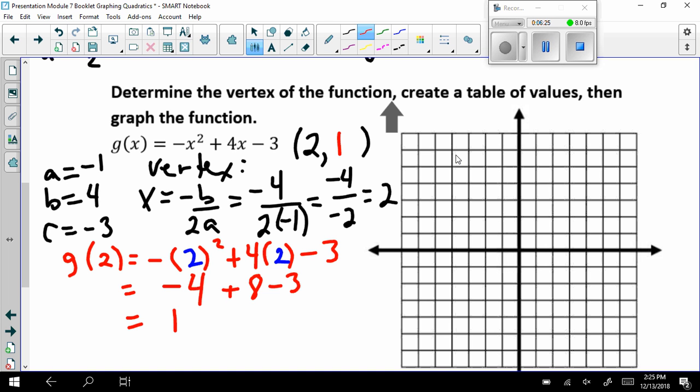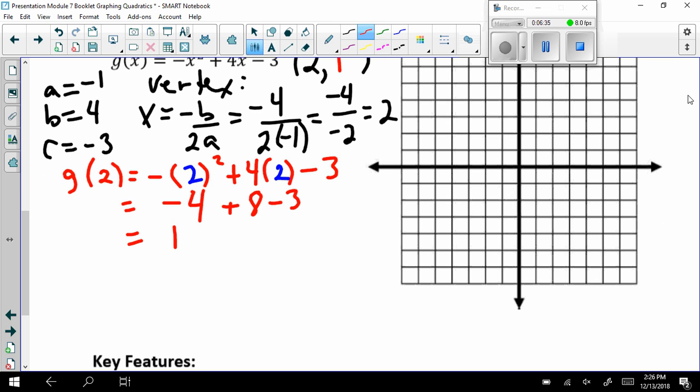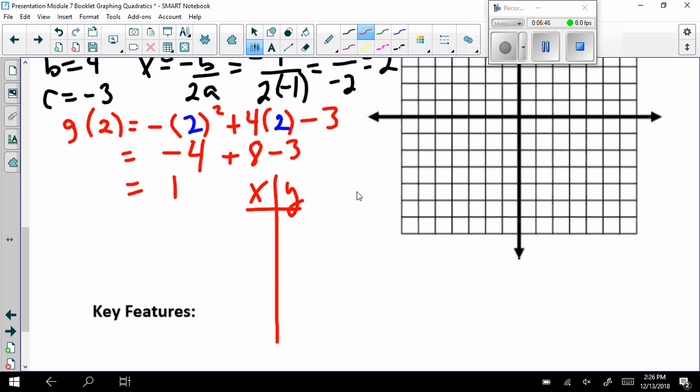Then I'm going to use my vertex to create my table of values. Pause if you need to. Let's do our table of values. You may go down into your key feature space. That's okay. All right, here's what we're going to do.